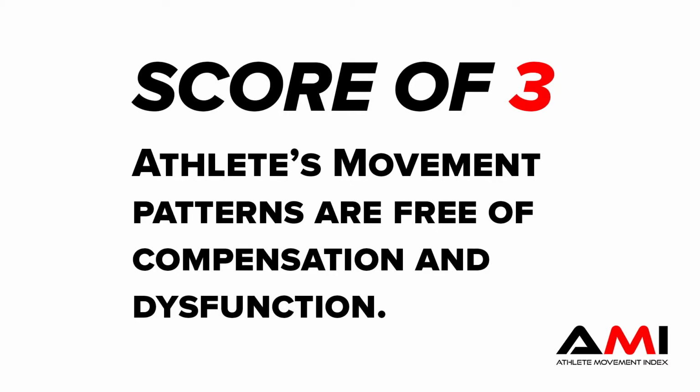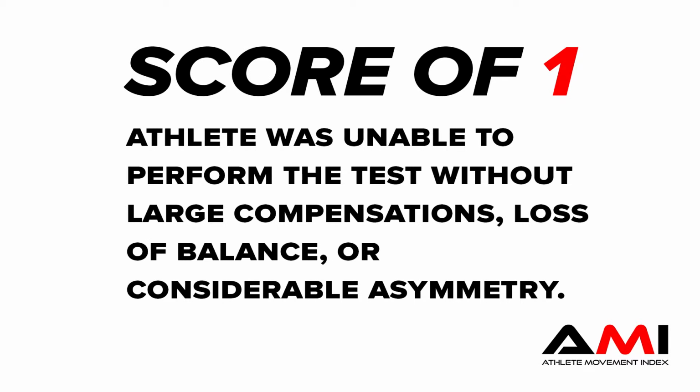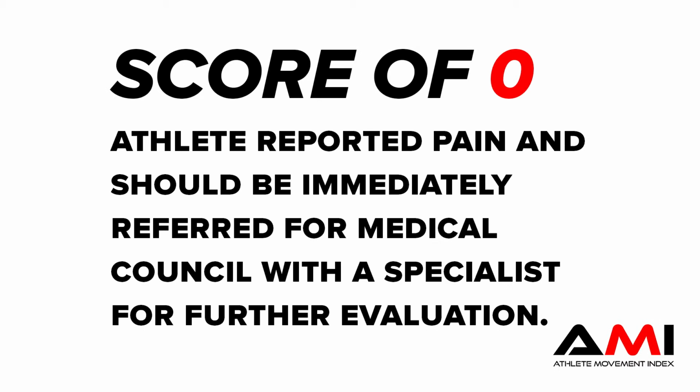A score of 3 will be awarded to movement patterns free of compensation and dysfunction. A score of 2 will be assigned to movement patterns that show some smaller compensations or asymmetries, while a score of 1 means the athlete was unable to perform the test without large compensations, loss of balance, or considerable asymmetry. A score of 0 means the athlete reported pain at some time during the testing procedure, regardless of quality of movement, and should be immediately referred for medical counsel with a specialist for further evaluation.